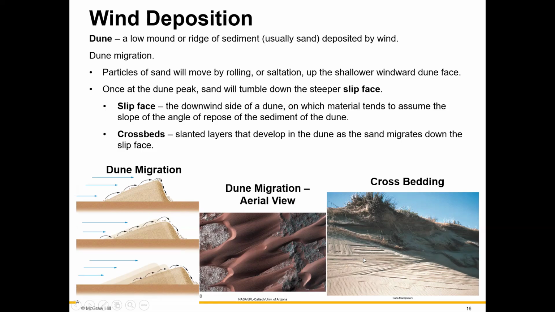If you ever get to go to Zion, Zion has some of the prettiest cross-bedding I've ever seen. And here's just an aerial view of dune migration, where you can see how it almost looks like it's been stretched, or like it's flowing in the direction of the wind.